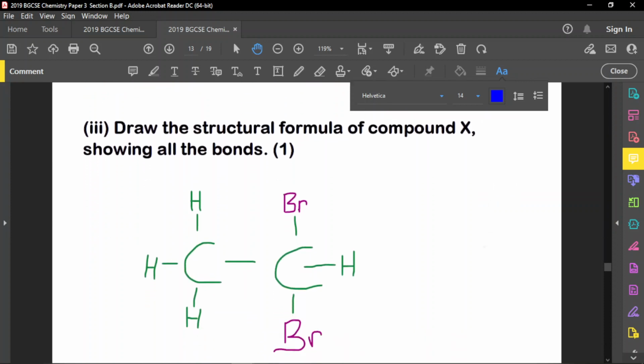And so for part 3, it says draw the structural formula for compound X, showing all the bonds. Again, if it's 2 carbons together, you have 4 H's, and I distribute them like that. And I put the 2 Brs. Again, the Brs could be on 2 different carbons, and in that case, it would be 1,2-dibromoethane. Just to make a note right there. Again, I have them on the same carbon, so just dibromoethane, and that's it.